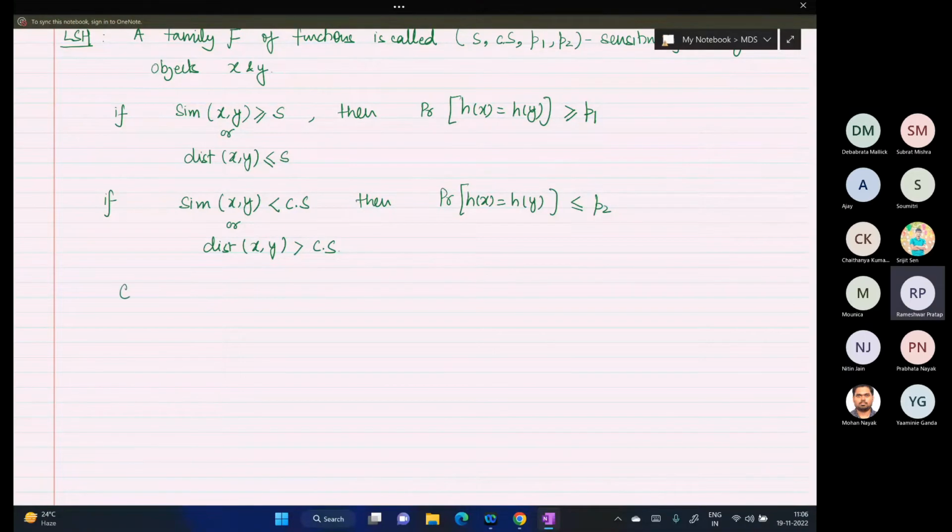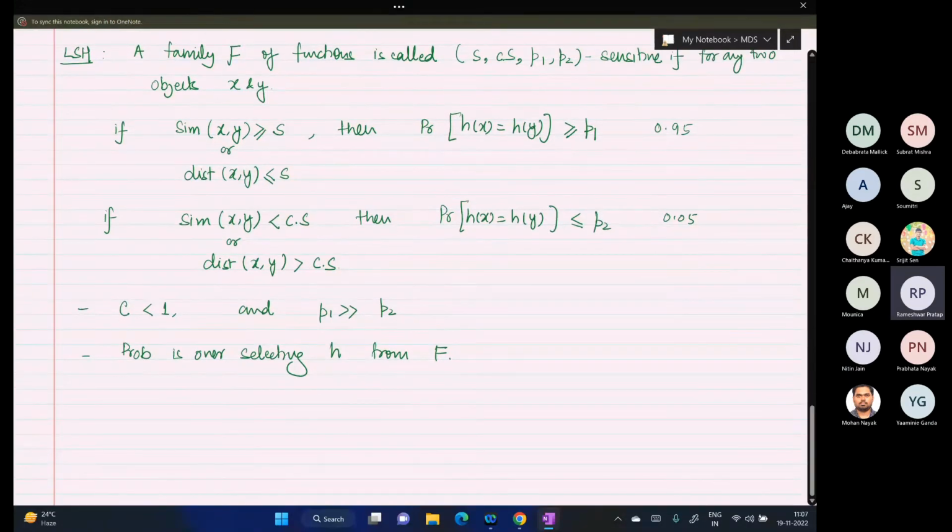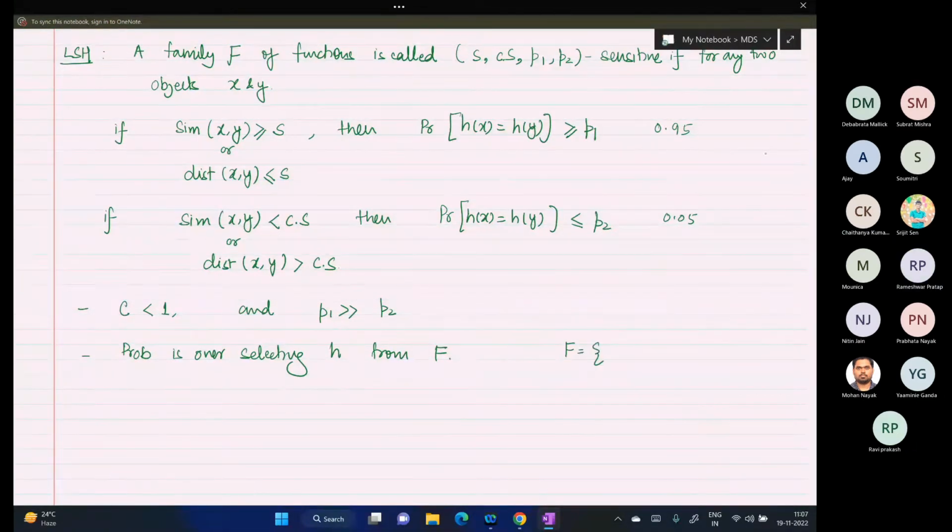And C is some parameter, and P1 is much greater than P2. You can think of P1 as say 0.995, and P2 as say 0.05, and so on. And this probability is over selecting the hash function H from the family F. So F is a family of hash functions that consists of such H.